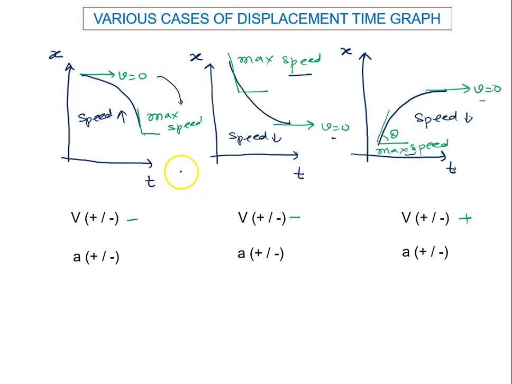Now look carefully, if your speed is increasing, it means acceleration will support the velocity. So we will say velocity is negative and acceleration is negative. Here look, your speed is decreasing, which means acceleration is opposite to velocity, so acceleration will be positive. In this situation, speed is decreasing, it means acceleration is negative.